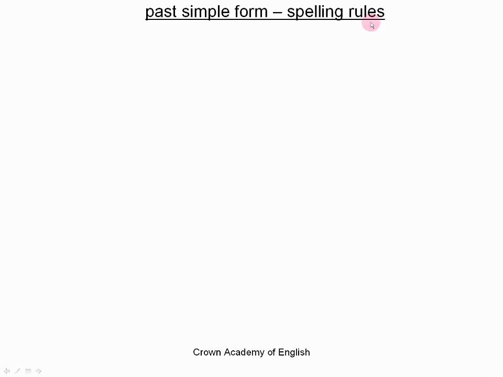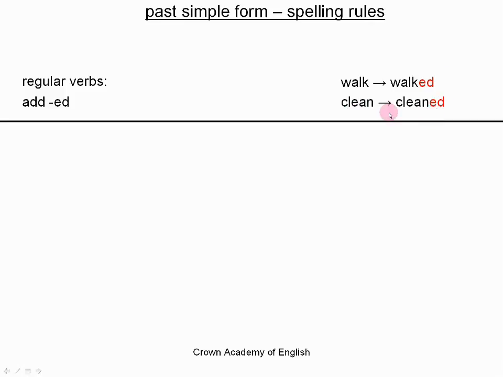So the spelling rules for the past simple form. Well, first of all, the easy ones are the regular verbs, like walk. So we simply add ed. So walk, walked. Clean, cleaned. Those are just two examples.